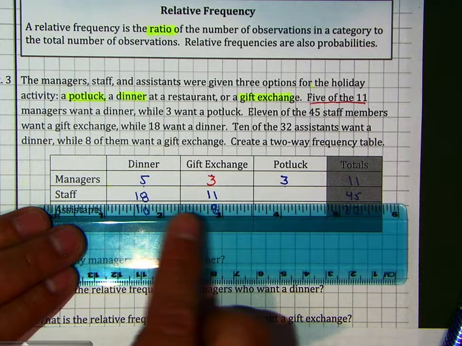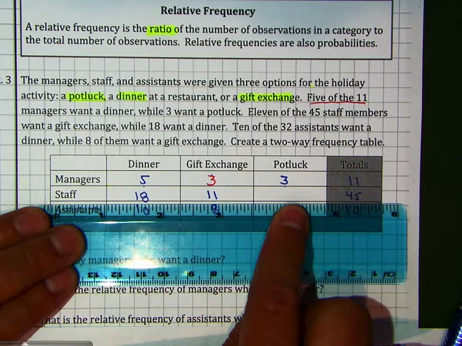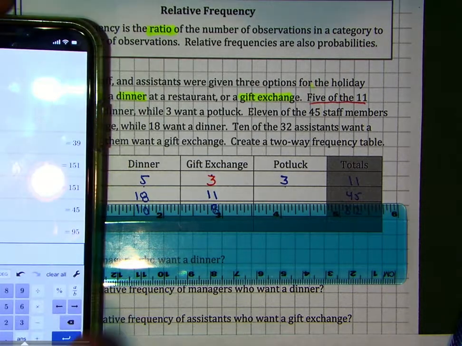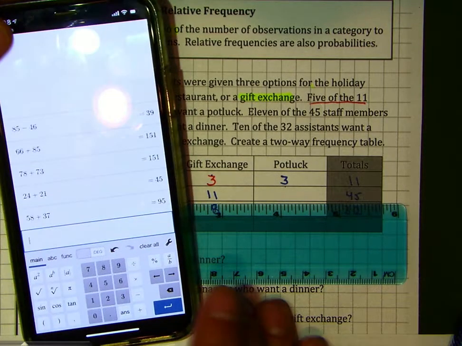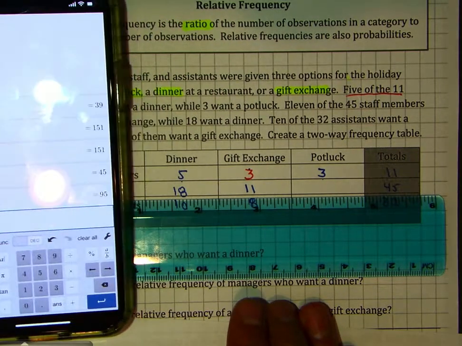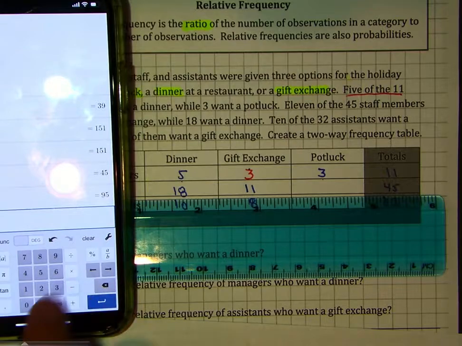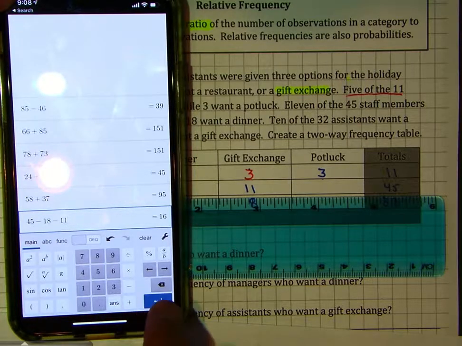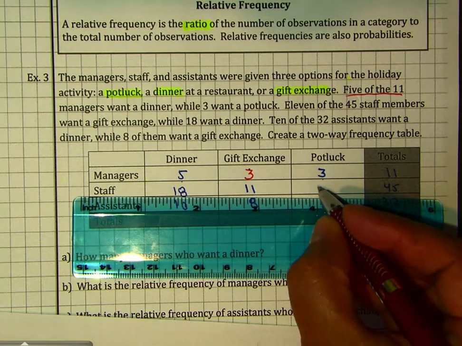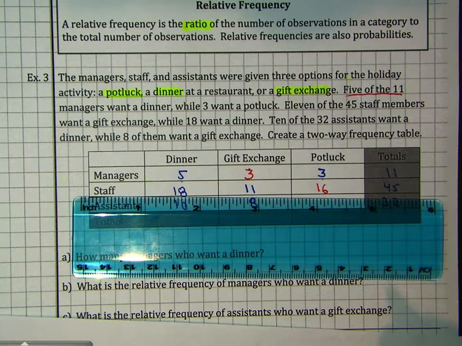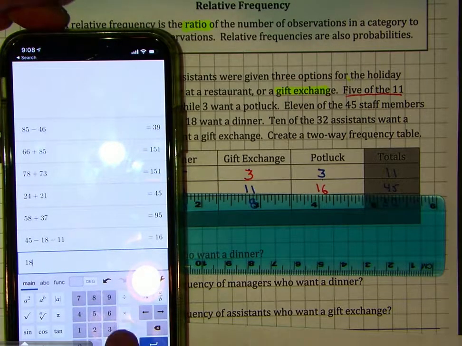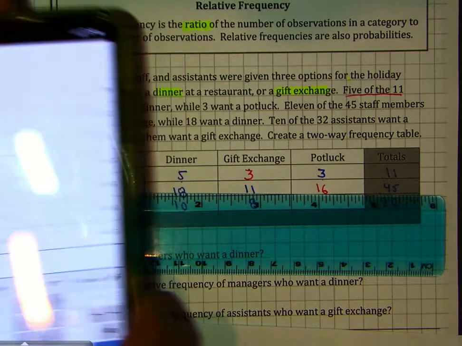We have 18, 11. We need to find out how many want potluck to be a total of 45. So therefore, I'm just going to take my calculator and subtract. I'll take 45 minus 18 minus 11. And that gives me a total of 16. So therefore, 16 of them. And actually, take the time to double check if I add those 3 numbers, 18 plus 11 plus 16 should give me 45, and it does. So therefore, that is correct.